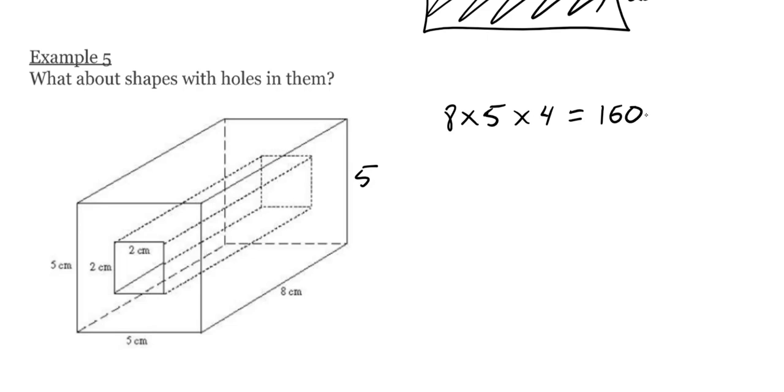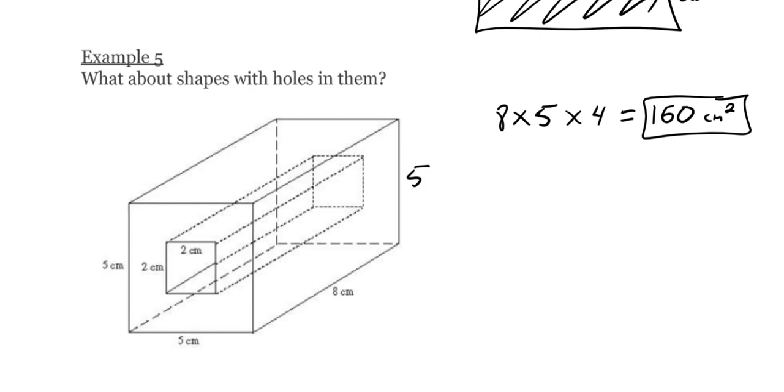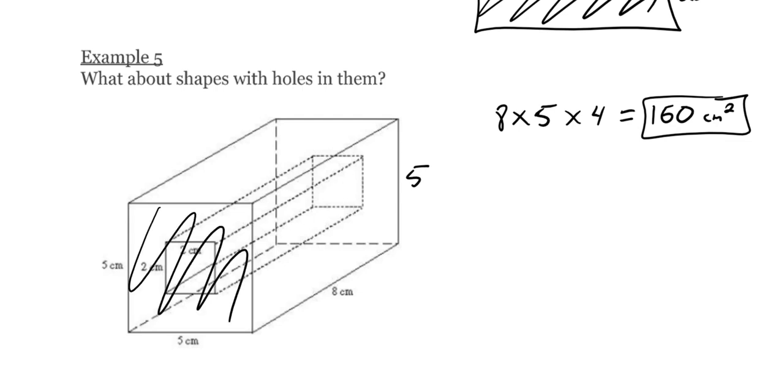So 160 centimeters squared. I'll put a box around that because we're going to use that in a second. So there, we found the outside. Now let's find the front face and the back face.